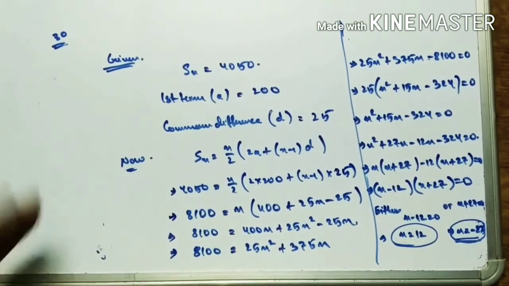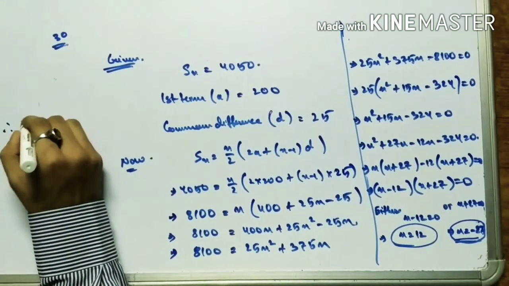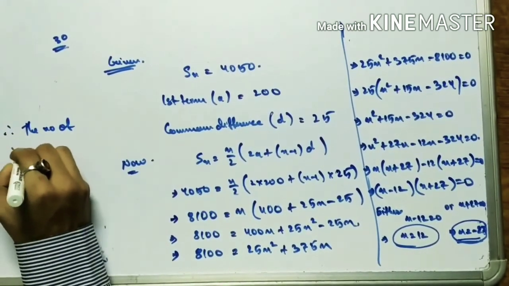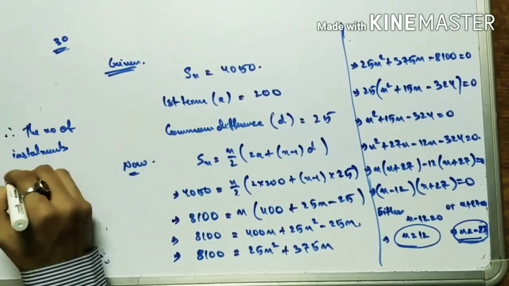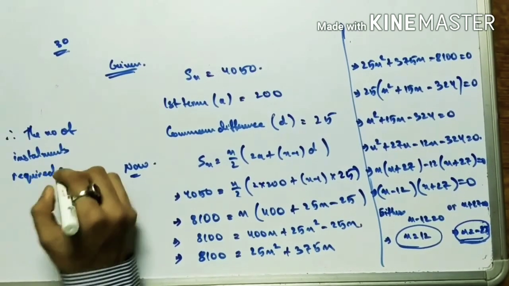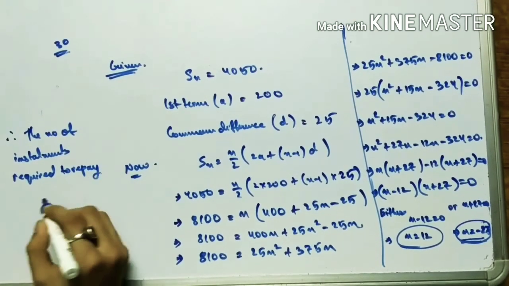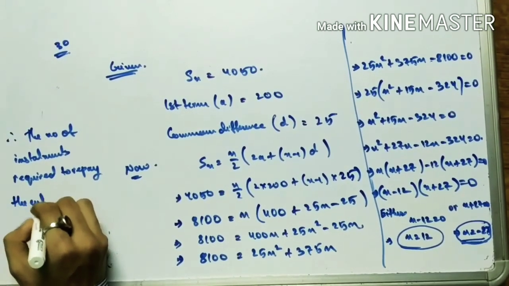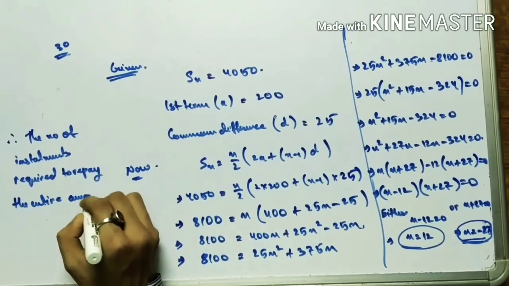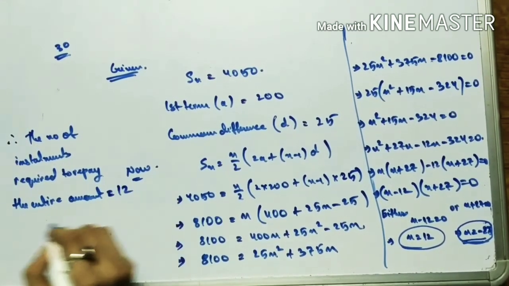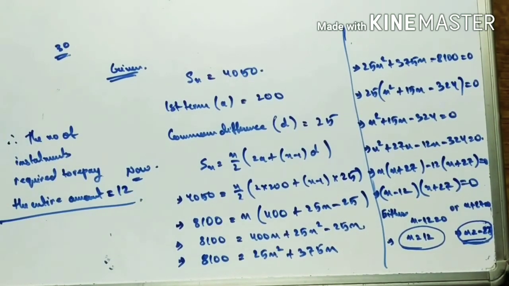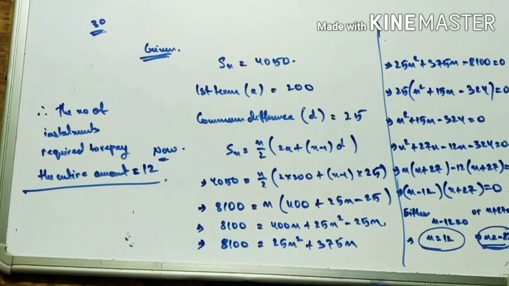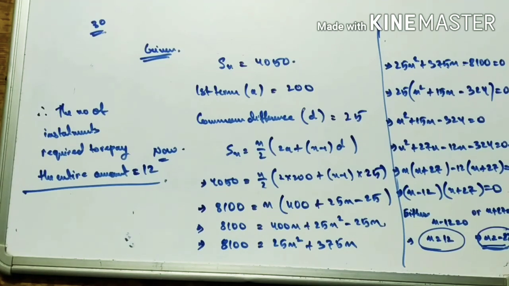So therefore, as the last sentence I can write: therefore, the number of installments required to repay the entire amount will be equal to how much? 12. Understand? Okay, this is our answer. This is our last question, that is question number 30, and with this your exercise 6.2 is over.